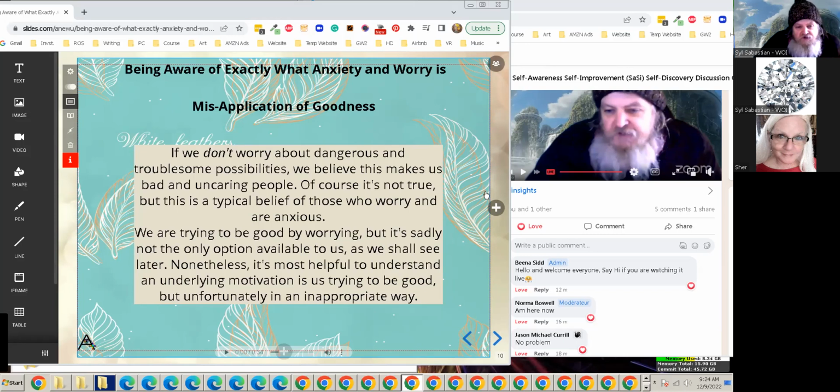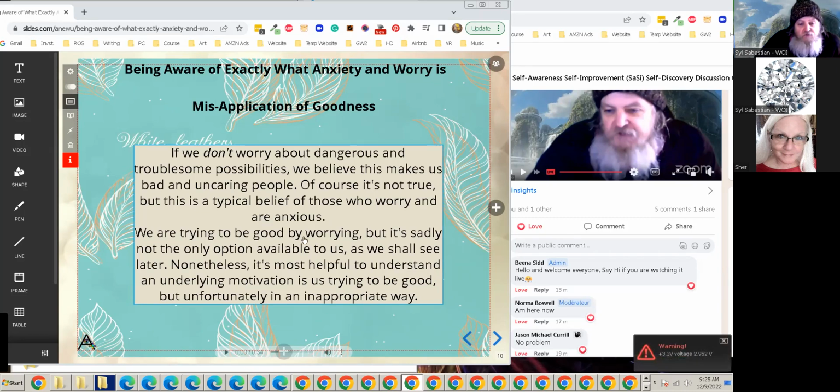Of course, it's not true. But this is a typical belief of those who worry and are anxious, right? If we don't worry about dangerous and troublesome things, I'm talking about worrying about crime in general, and not specific to you, and worrying about famine in the world and stuff like this, right? They feel they have to worry about bad things. Otherwise, they're not a good person. They're a bad and uncaring person. That's not true at all, right? So this is a very, very powerful misapplication of goodness.